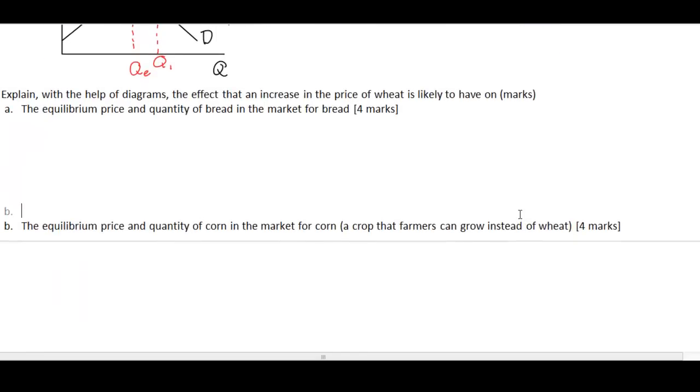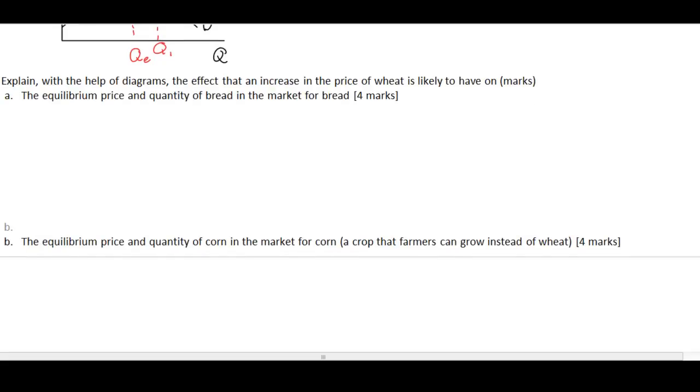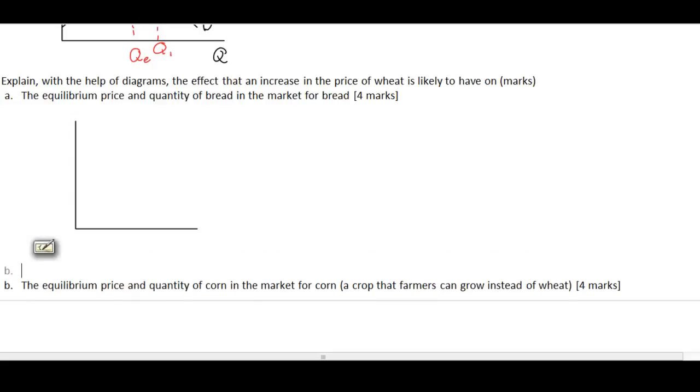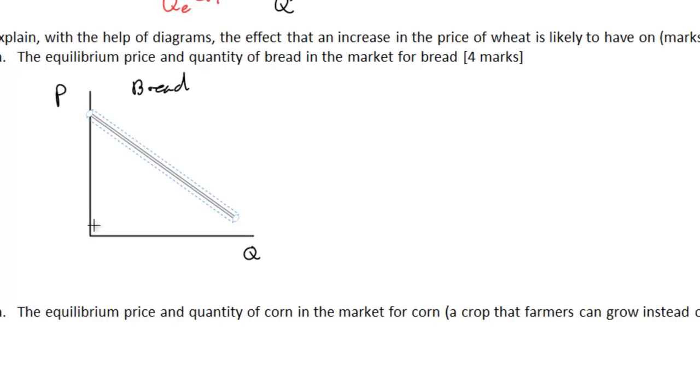wheat on two markets. First, we're asked to examine the impact of an increase in the price of wheat on the market for bread. You should know that wheat is an important ingredient in bread. Of course, you can't make bread without wheat. So we're going to start with the market diagram for bread. We'll show the original demand and the original supply of bread and the equilibrium price of bread before the increase in the price of wheat.